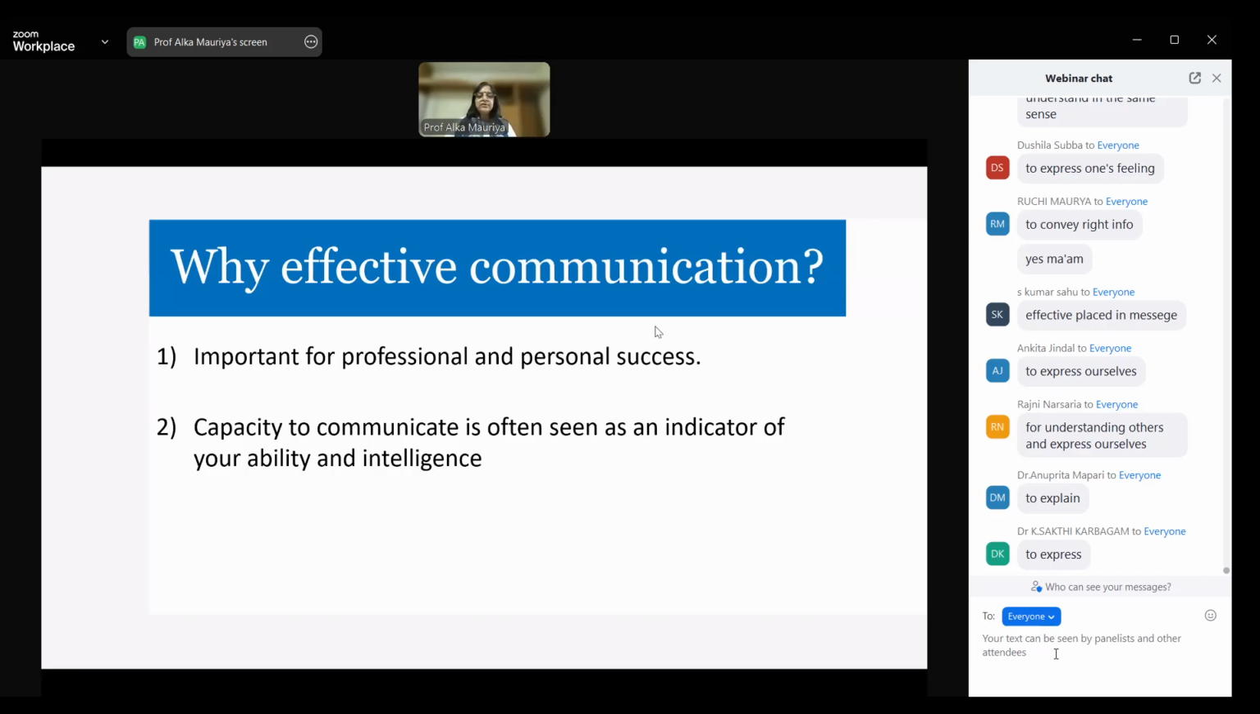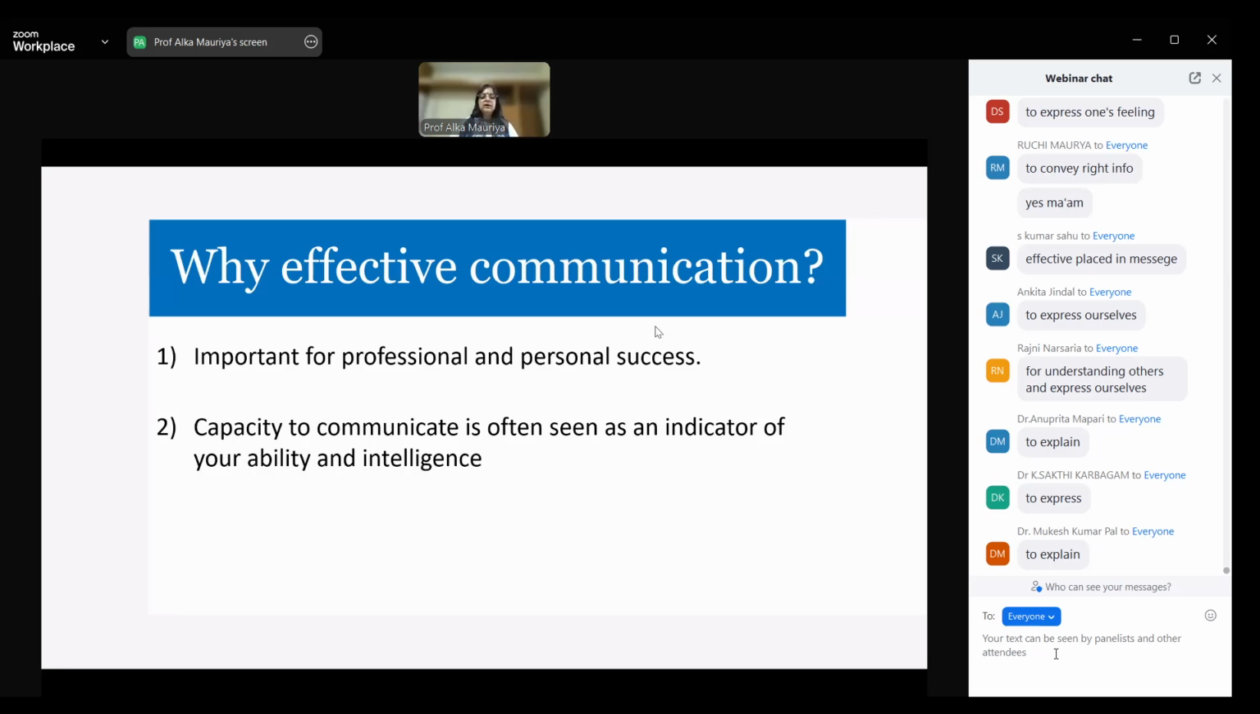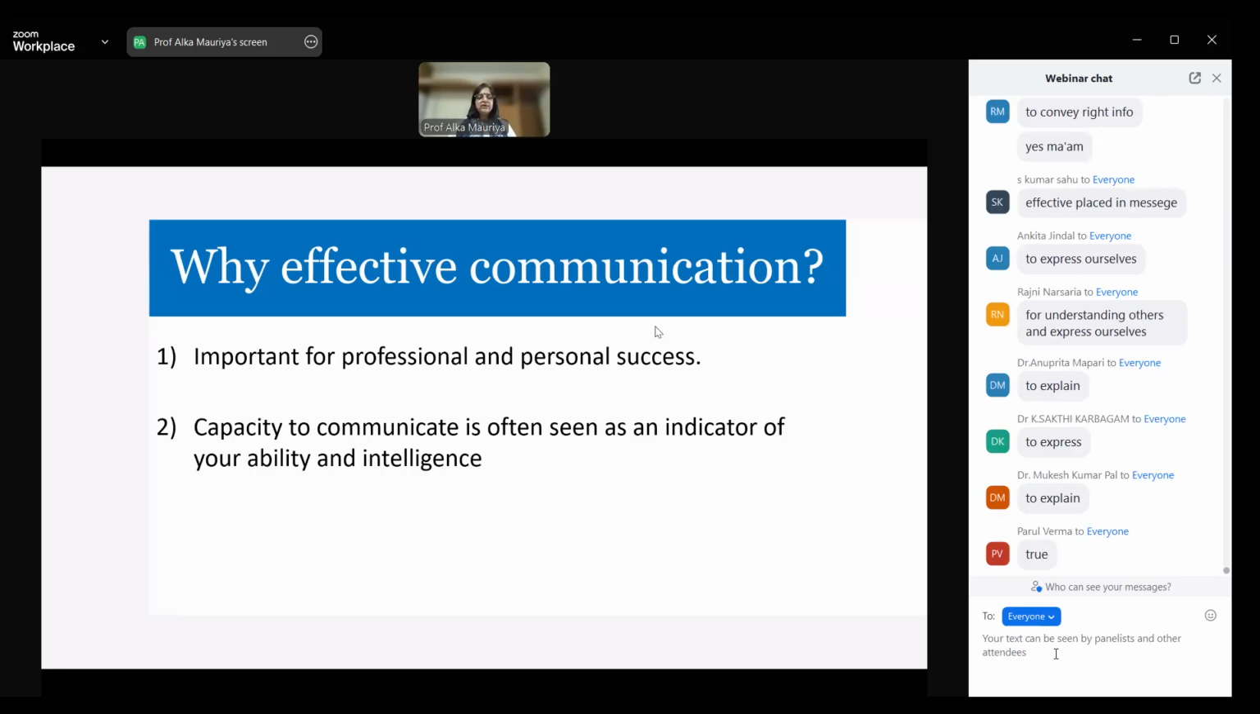And similarly, on the professional front also, we have to be effective as far as our communication is concerned. And being a teacher, it is even more important because we have to be the best in the class. Our primary role is to deliver lectures, and unless we are effective and have clarity on what we have to teach in the class, we will not be able to do justice to our job. So that is why we have to be more effective.